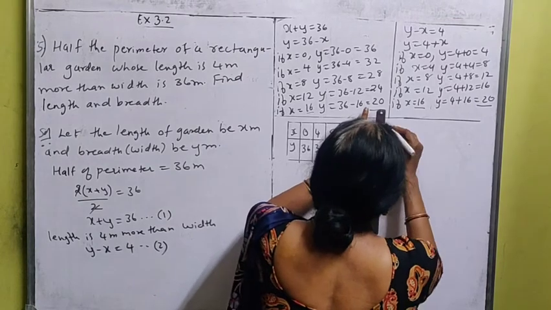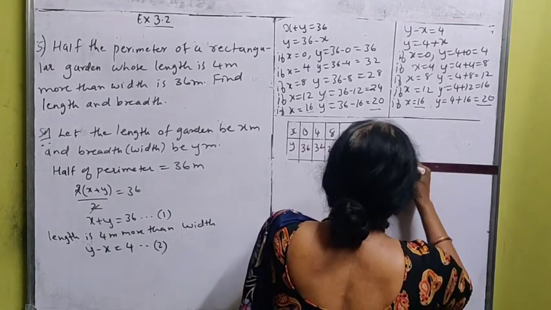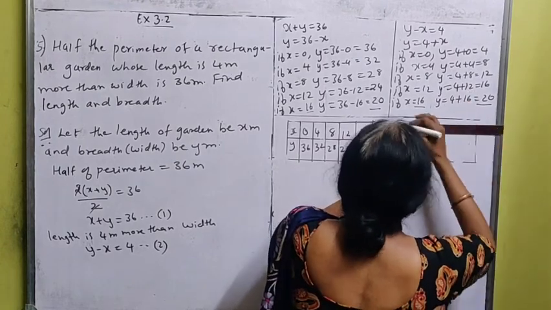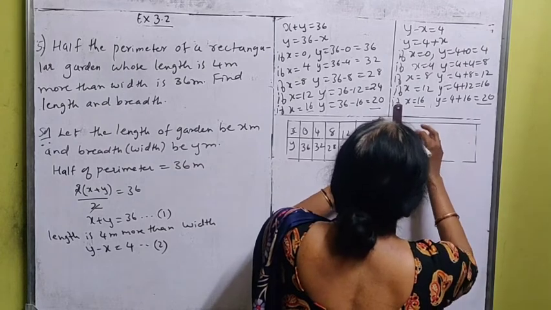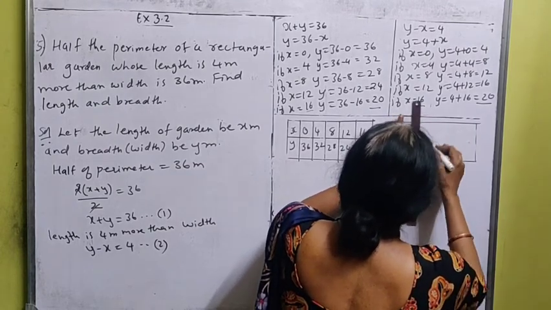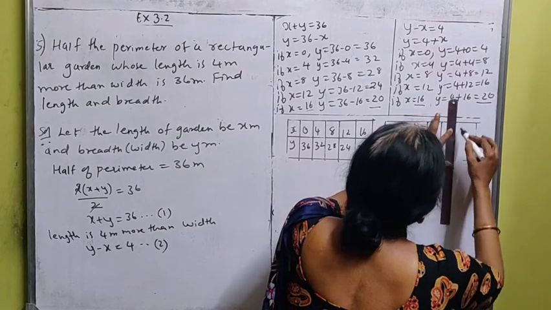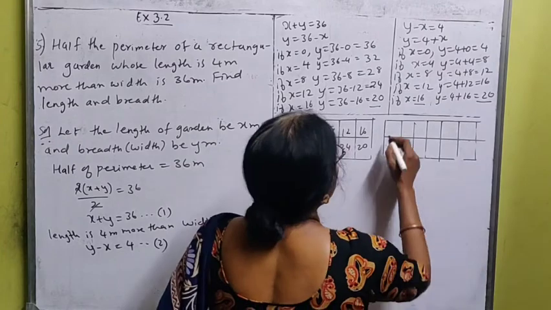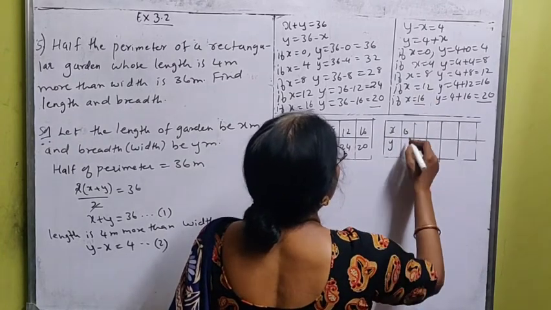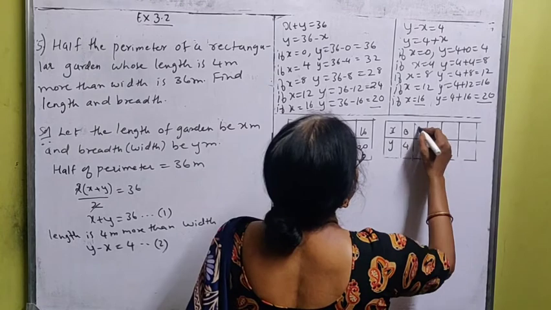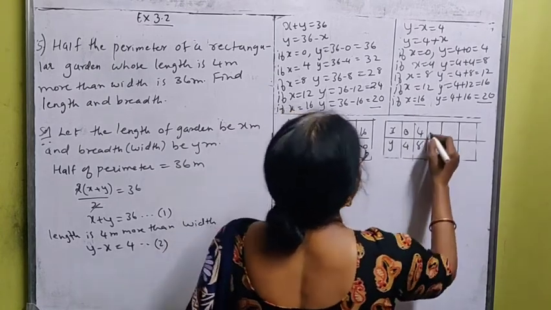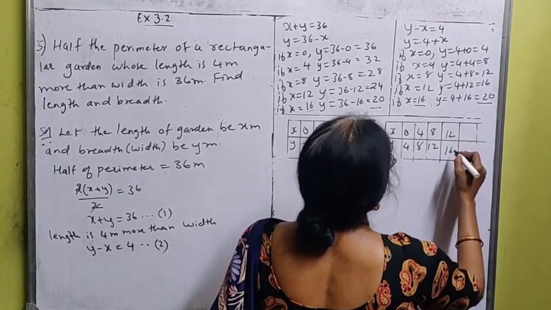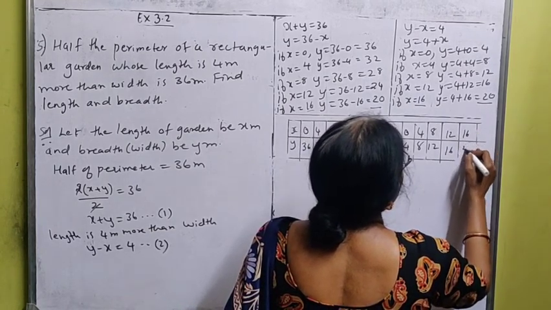Next also, in the same way, we have to draw the columns. 1, 2, 3, 4 and 5. Let us take the values now. x, y. x is 0, y is 4. x is 4, y is 8. x is 8, y is 12. x is 12, y is 16. x is 16, y is 20.